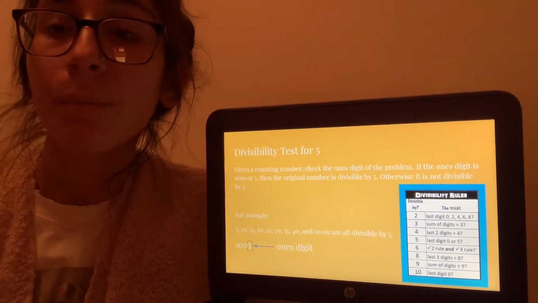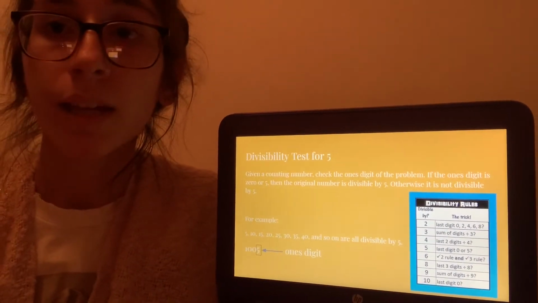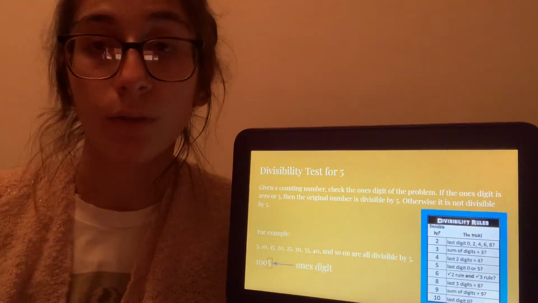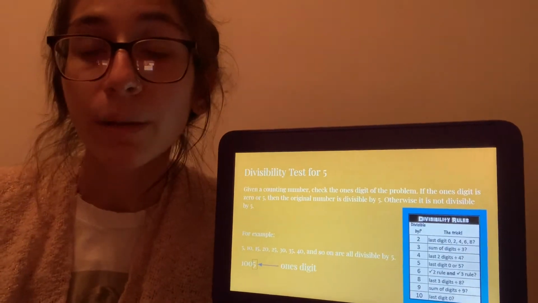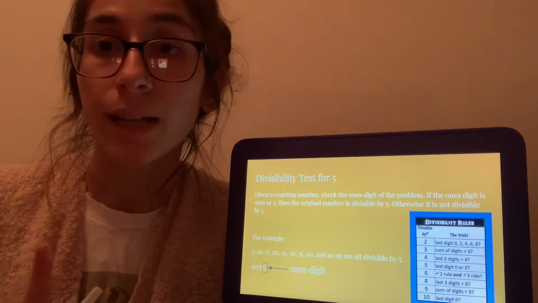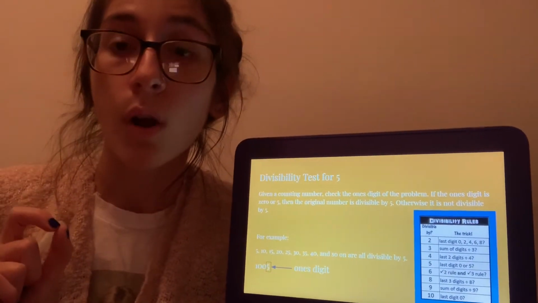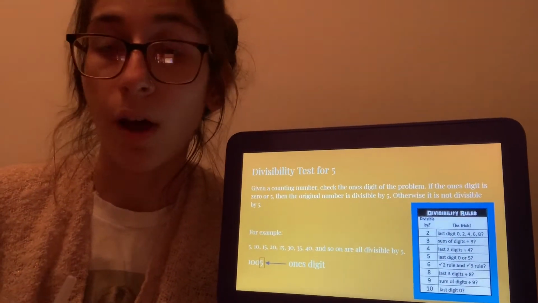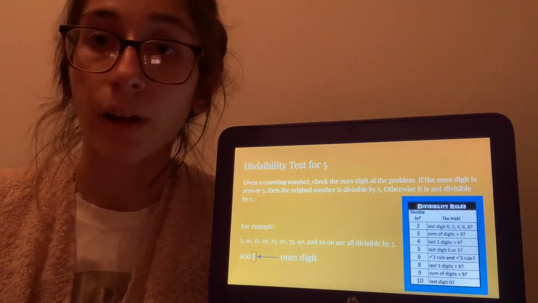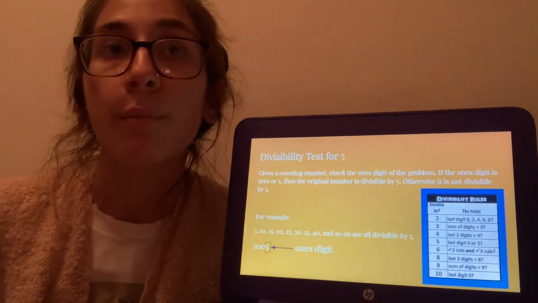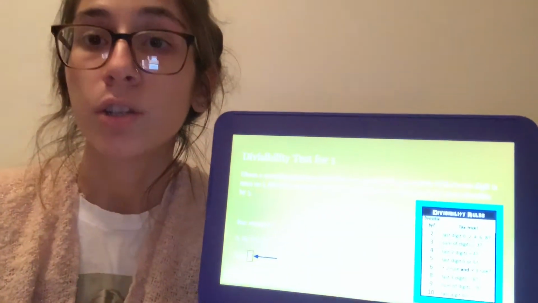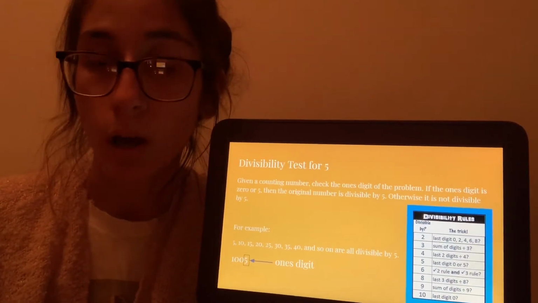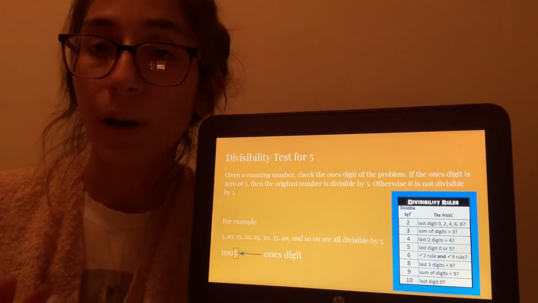So the divisibility test for 5 is very similar to 10, but a little bit different. So when you are dividing by 5, your ones digit place has to be 0 or 5. If it is not 0 or 5, it is not divisible by 5. So for example, 5, 10, 25, 30, 35, 40, and so on can be divisible by 5.